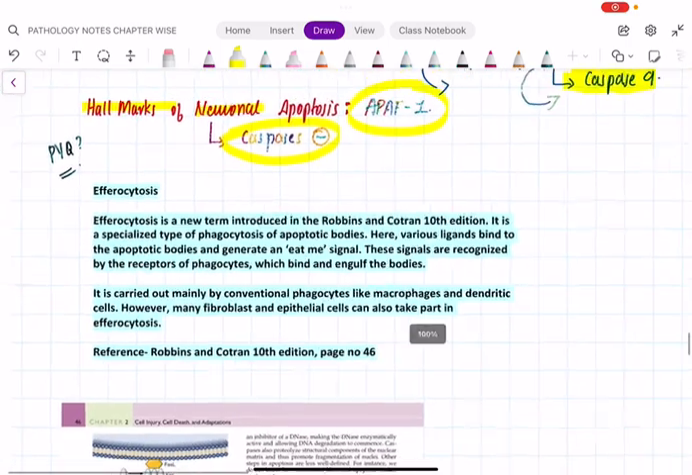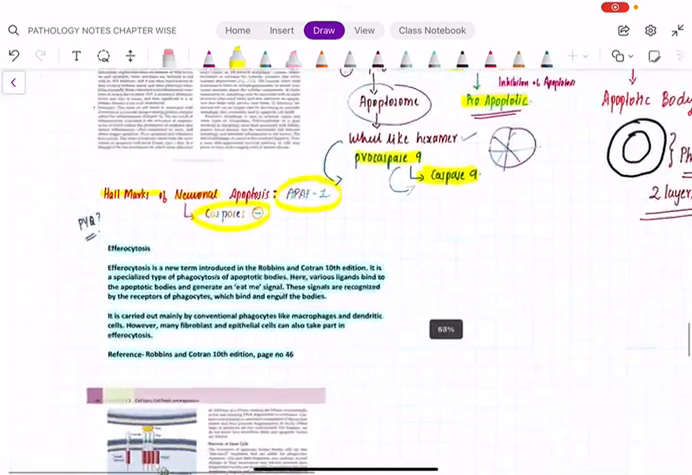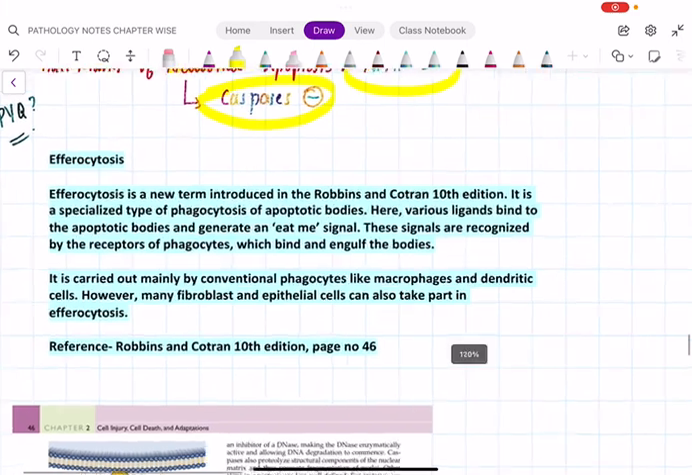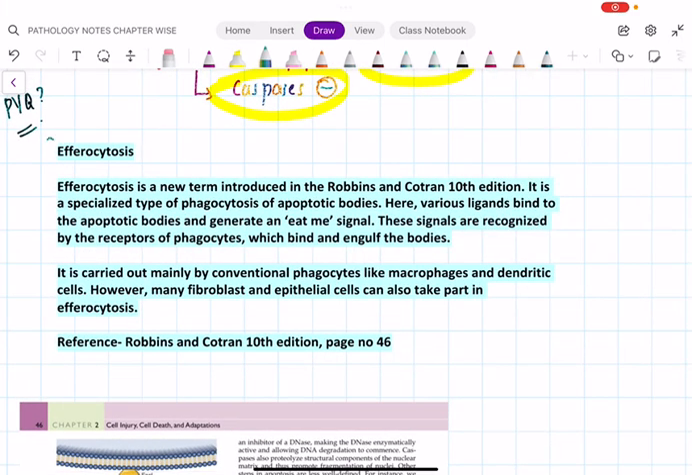Another very important terminology, which is mentioned in Robbins' 10th edition, is called efferocytosis. I have written the page number 46. It is a new term which is introduced in the Robbins book. Actually, it is a specialized type of phagocytosis of apoptotic bodies. Here, the various ligands will bind to the apoptotic bodies, and finally, it will generate an eat me signal. That is, it will send signals like, you come and eat me.